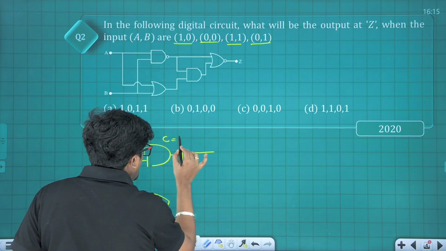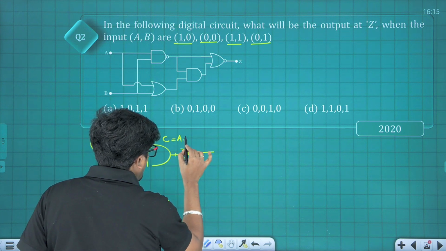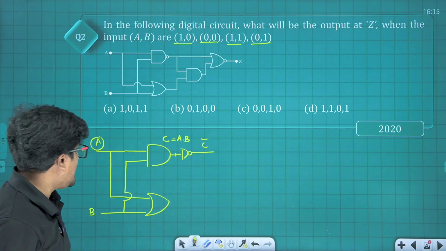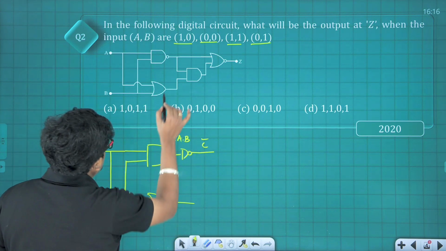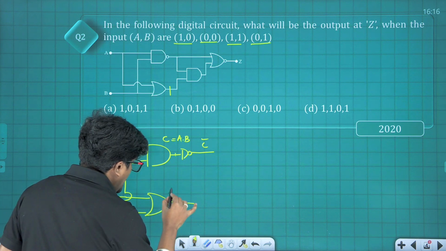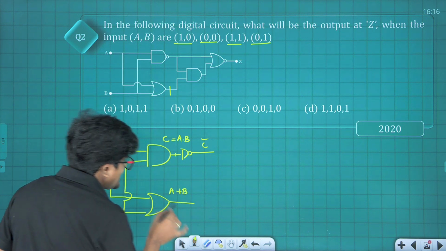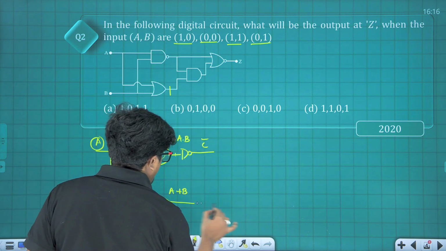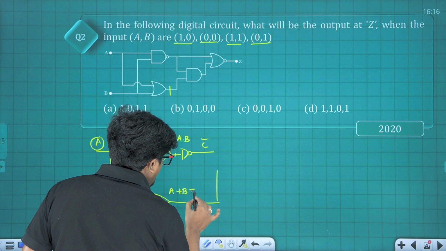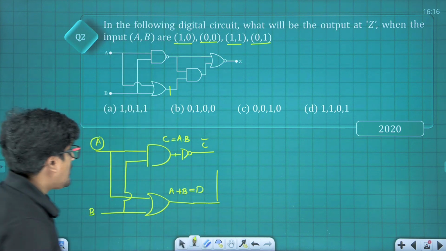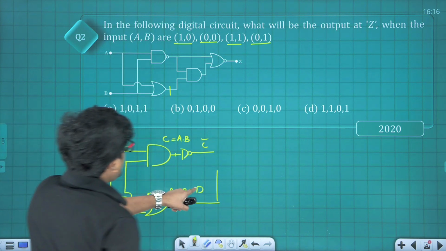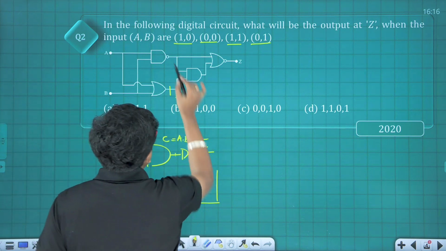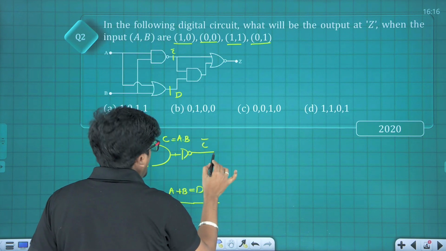So C is equal to what? A dot B, and here this is going to be C bar, because I am having a NOT gate here. And what is the condition here? Here I am going to have it as A plus B, because it's an OR gate. Now this will come, and let me mark this as D. So here I have got C bar and here I have got D. Now here this is D coming. Now here what was it? This was C bar, so I have got that C bar here.